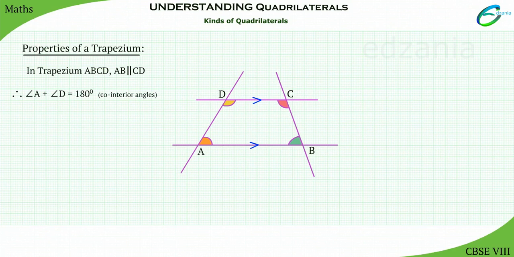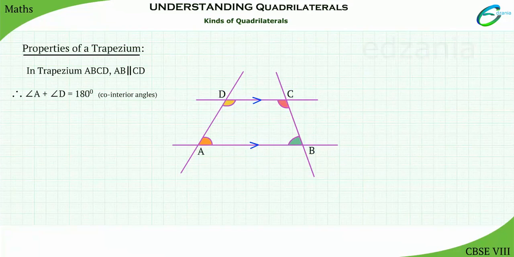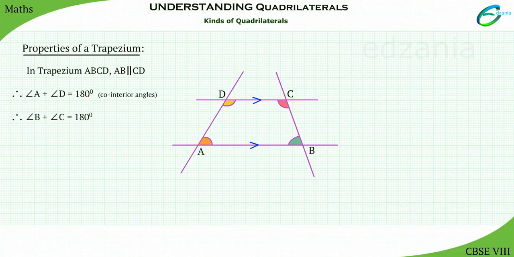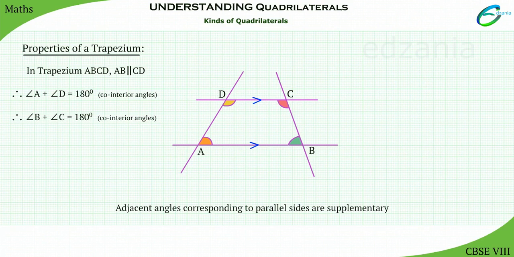Co-interior angles. Similarly, we know that BC is a transversal. AB is parallel to DC. Angle ABC and angle BCD are a pair of co-interior angles. What would be the sum of co-interior angles? 180 degrees. Therefore, angle B plus angle C is equal to 180 degrees. Co-interior angles. Adjacent angles corresponding to parallel sides are supplementary.